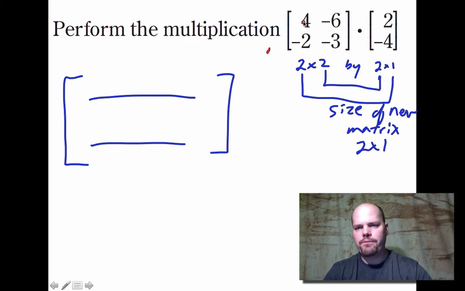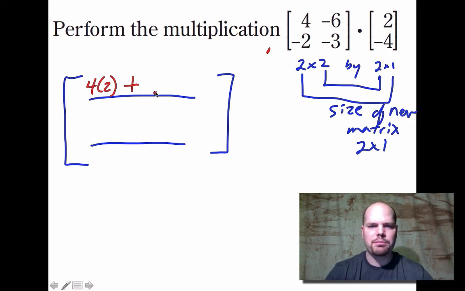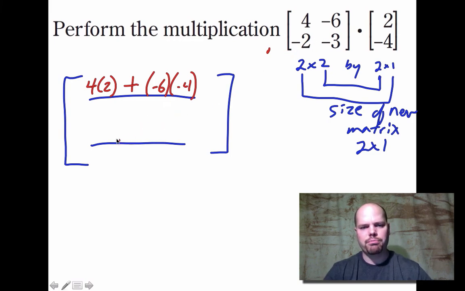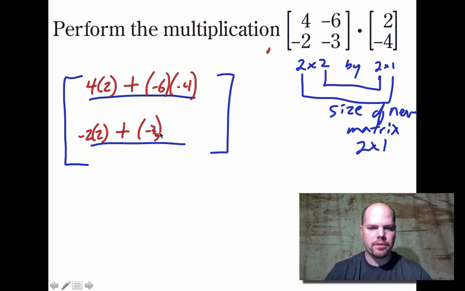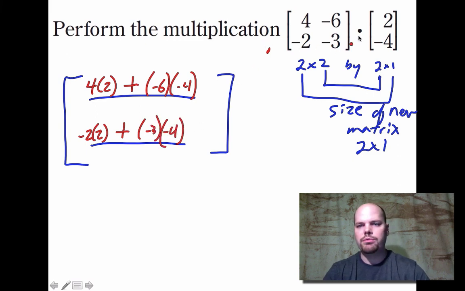So you're going to go the first entry here with the first entry here. So it's going to go 4 times 2 plus, now the second entry with the second entry, rows by columns, plus negative 6 times negative 4. Now for this bottom entry here, we're going to go this row with this one column. So negative 2 times 2 plus negative 3 times negative 4. So I did this row with this column and then the corresponding entries in each.